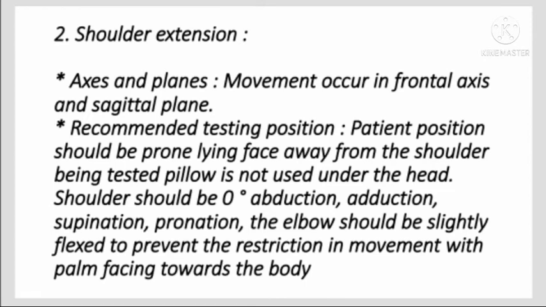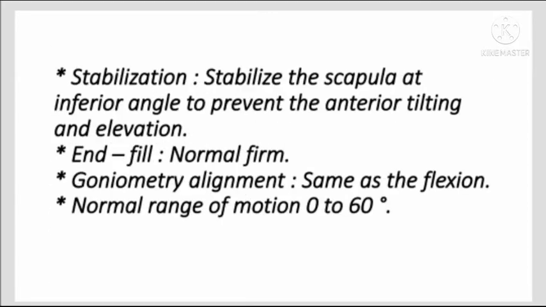Shoulder extension: axis and planes, movement occurs in the frontal axis and sagittal plane. Recommended testing position: the patient should be prone lying, face turned away from the shoulder being tested. A pillow is not used under the head. The shoulder should be at 0 degrees of abduction, adduction, supination and pronation. The elbow should be slightly flexed to prevent restriction in the movement, with the palm facing towards the body.